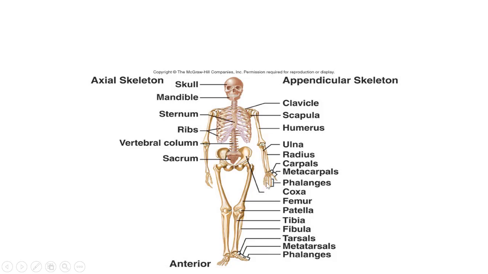Each digit has 3 parts: proximal, middle, and distal. But the thumb has 2 parts: proximal and distal. The names of the digits from lateral to medial in anatomical position are first, second, third, fourth, and fifth.